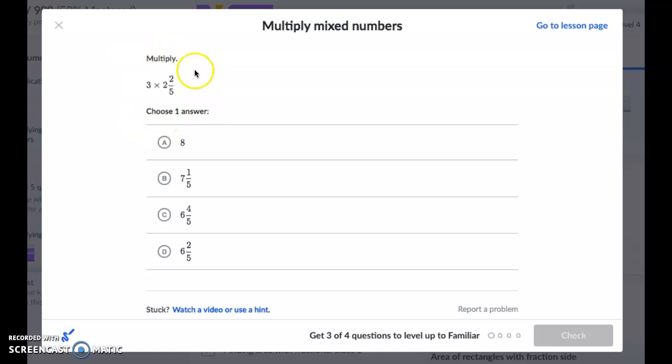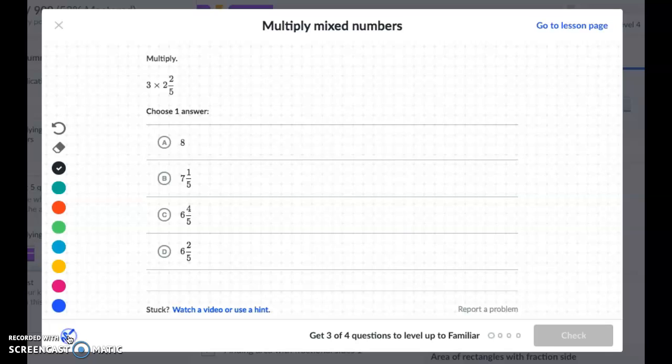For this one, there's definitely a few different ways you can do it. One way that I like to do it is by taking 2 2/5 and making it into an improper fraction. So I would be left with 3 times an improper fraction: 5 times 2 is 10, 11, 12. So that makes 3 times 12 fifths.